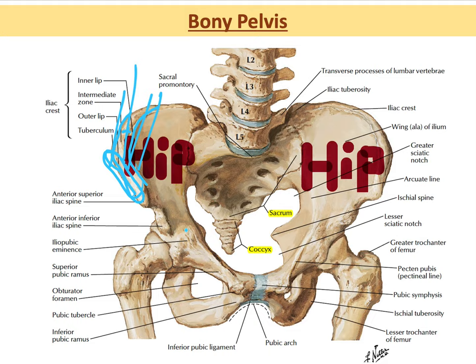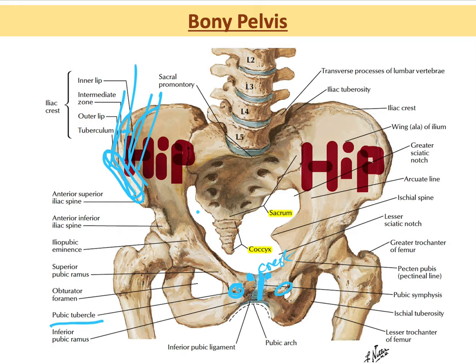Let me show you a couple of landmarks. Look at the bone here. This is the symphysis pubis. Just lateral to the symphysis pubis, the highest point here is the pubic crest. Lateral to it, here we have the pubic tubercle. These two projections are very important. So we have the symphysis pubis, the pubic crest, and the pubic tubercle.